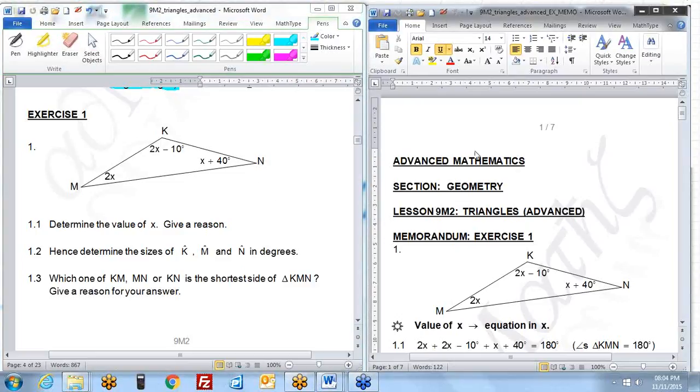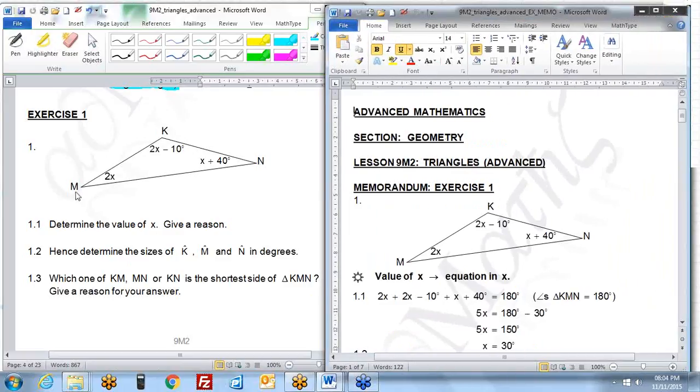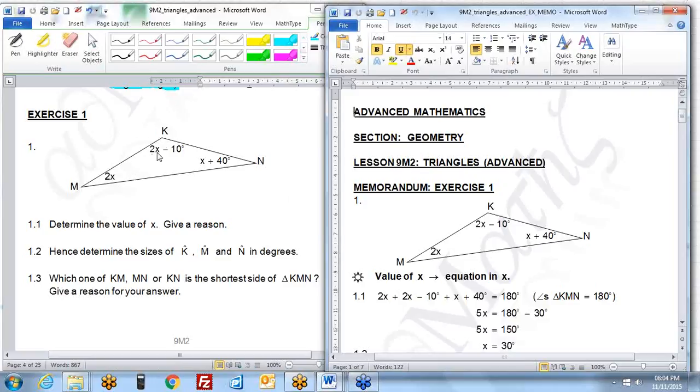Right, we're going to mark exercise 1. So you get this triangle MKN, and you need to determine the value of x. Obviously they will ask a question such as this because we don't know what each angle measures, because we're sitting with algebraic values such as x's, which are at this stage unknown. So we don't know what the value of x is.